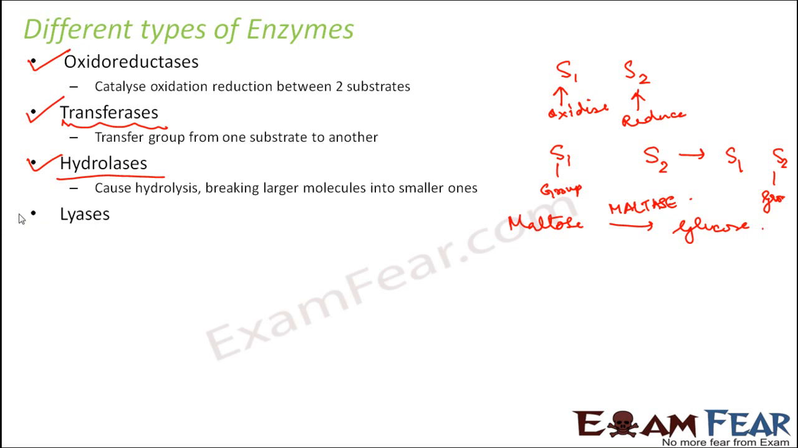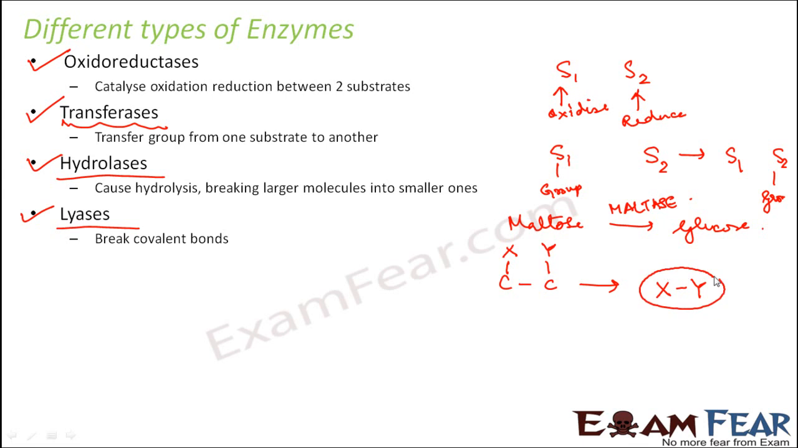Next is lyases. These enzymes break covalent bonds. Wherever covalent bonds exist, they break those bonds. So how do they break covalent bonds? Let us suppose we have a compound like this. They will break the covalent bonds in this way. If you see, the bond between X and C and Y and C is broken. So they help in breaking of covalent bonds.